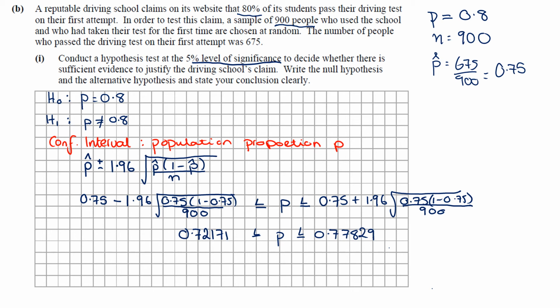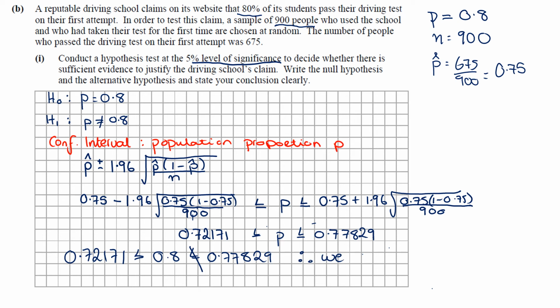somewhere between 0.72171 and 0.77829. However, does 0.8 sit in there? No, it does not. So what we would say is 0.72171 is less than or equal to 0.8. However, it is not less than 0.77829.